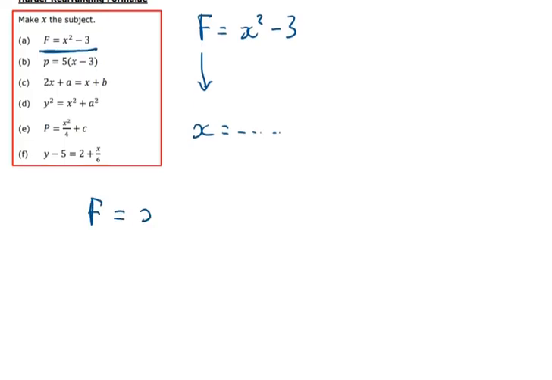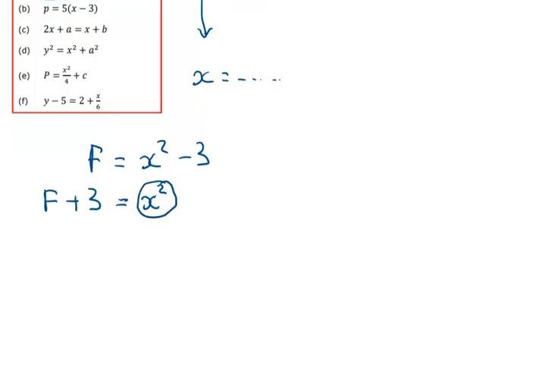So we've got f is equal to x squared minus 3. I'm going to try and isolate the x stuff in each of these expressions. So first I'm going to add 3 to both sides, and I get f plus 3 is equal to x squared. Now to undo squaring, the inverse operation is square rooting. So what I need to do here is to take the square root of both sides, right?